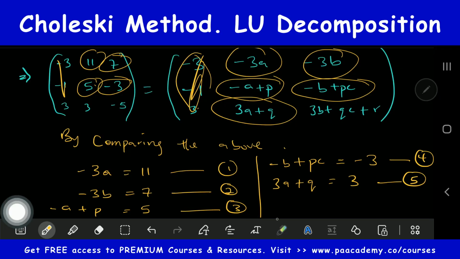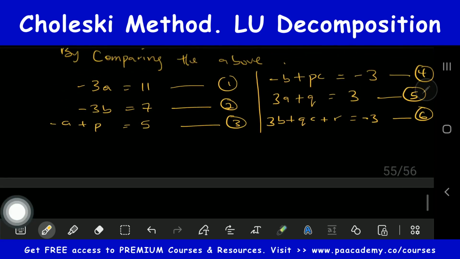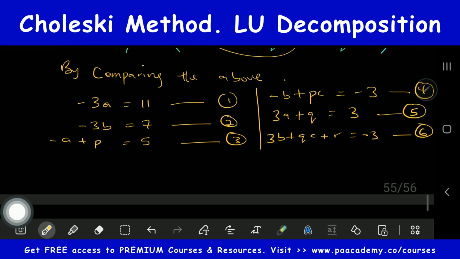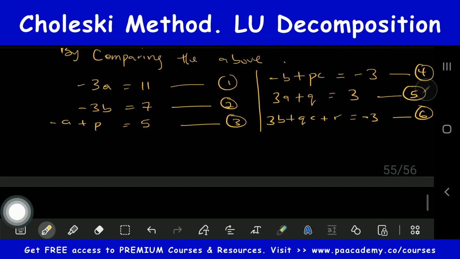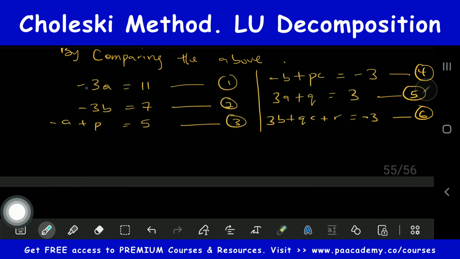And then 3b plus qc plus r equals to, which is this right here. Sorry, this should be 3 minus 3, minus 3. And this is our equation 6. All right. So we are going to make use of these 6 equations to get the value of a, b, c, and pqr. Okay. So now in doing that, all these 6 equations we are going to use to get the values of those alphabets.